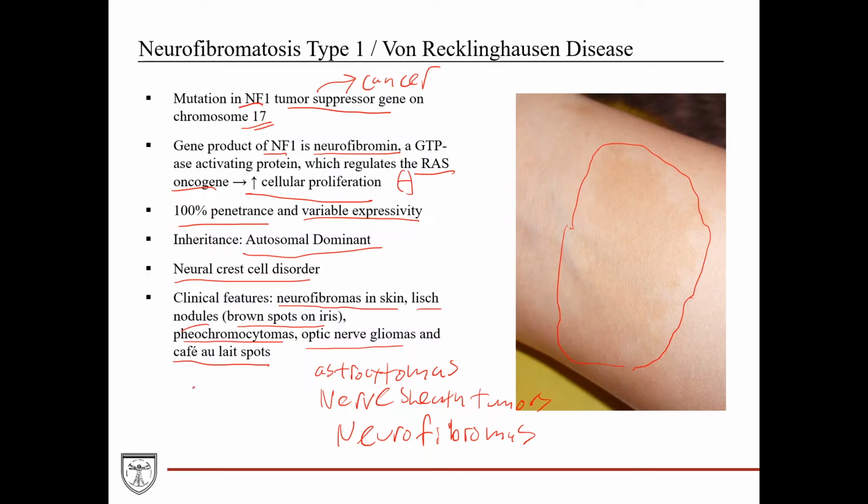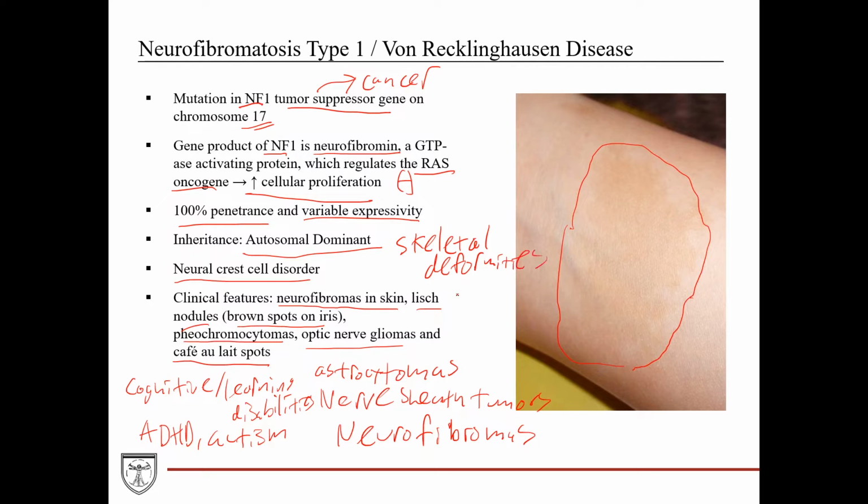The other thing that the vast majority of these patients deal with is both cognitive and learning disabilities. And it's both children and adults that deal with these. And some examples of those are ADHD, and then some even deal with autism as well. And then another thing I'll mention that these patients can also have are skeletal deformities. And you can see those both in the face and long bones. So keep that in mind as well.